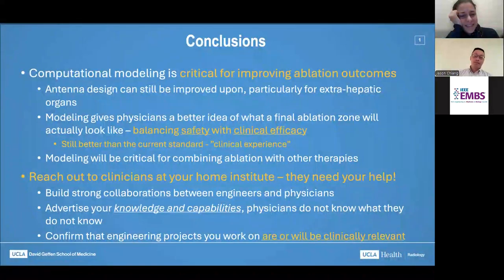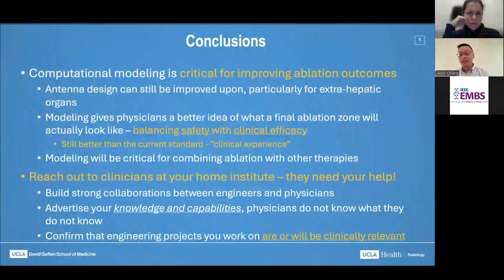Advertise your knowledge and capabilities. A lot of the clinicians don't know what they don't know. So even predicting ablation zone in the liver, which has the most research, I think a lot of people still don't know where their final ablation zone will be. And that prediction capability is even less in other organs, the lungs, the kidney, the bones, thyroid. People have no idea. There's so much more research that needs to be done.